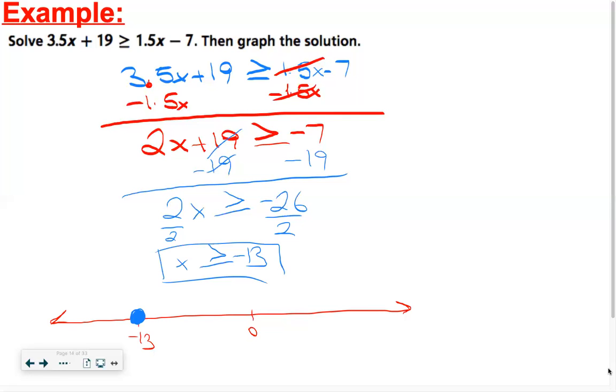Next is direction. Am I going to go to the left direction or right direction? Because x is greater than or equal to, you are looking for all the numbers greater than −13. And this is your graph of the solution.